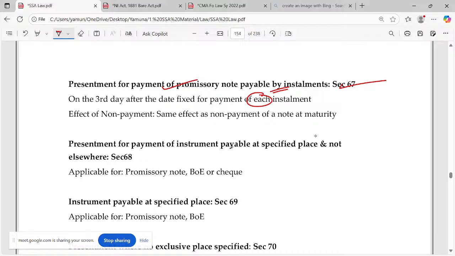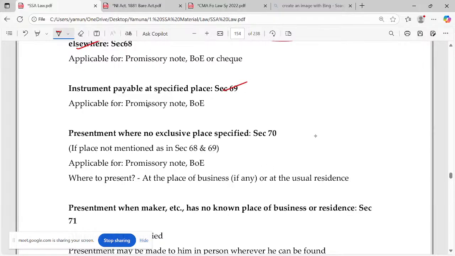Payment for instrument payable at specified place and not elsewhere. Okay. Probably எங்க ஸ்பெசிஃபை பண்ணிருக்காங்களோ அந்த பிளேஸ் தான். வேற எங்கேயும் வந்து நீங்க காமிக்க பிரசன்ட் பண்ண முடியாது. Section 69. Instrument payable at specified place only.